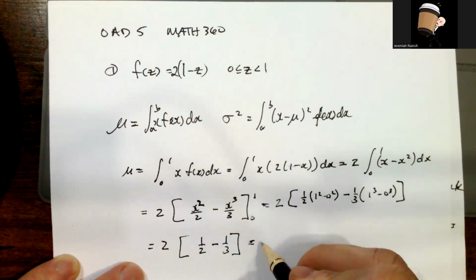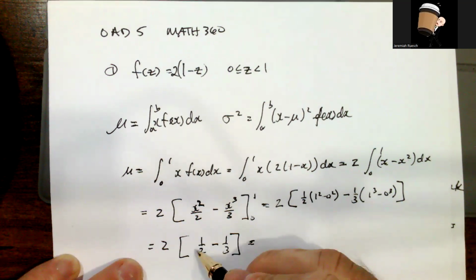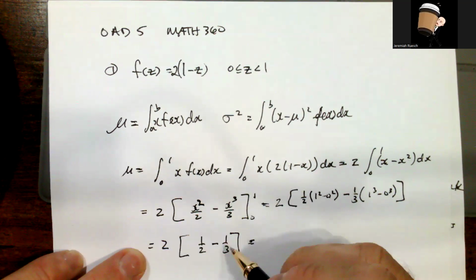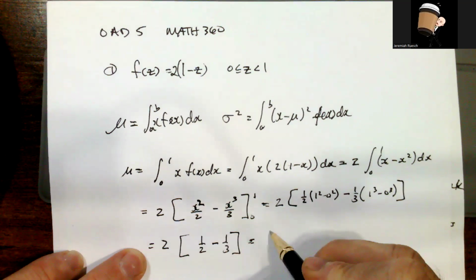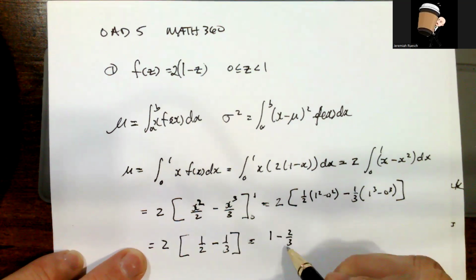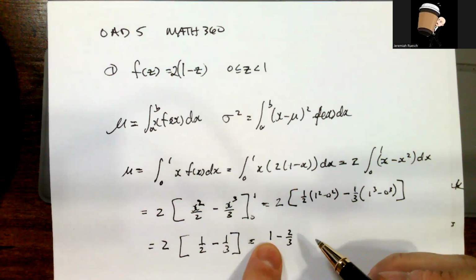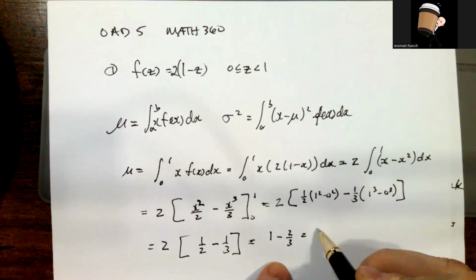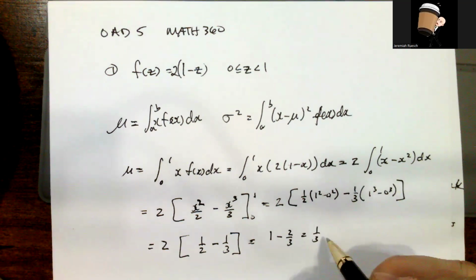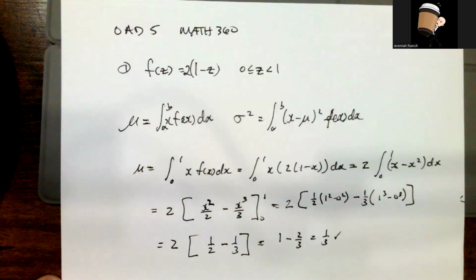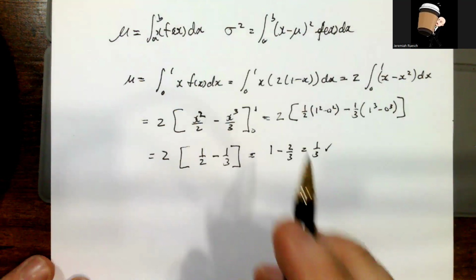You can go a couple of ways. You can get a common denominator. I actually just think in this case, it might be easier just to distribute straight across, or distribute the 2 in. So you're going to get 1 minus 2/3. And the reason why that's easy is because if I have a whole that's 3/3, and I subtract 2/3 from it, I'm going to get a remainder of 1/3. So there's the mean, which I needed to find in order to compute the variance.